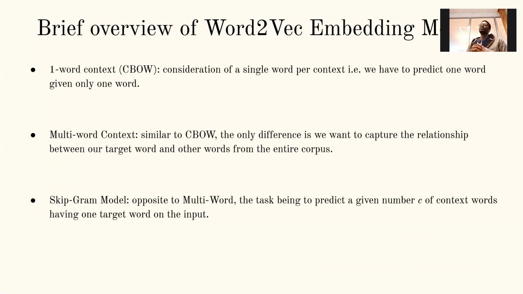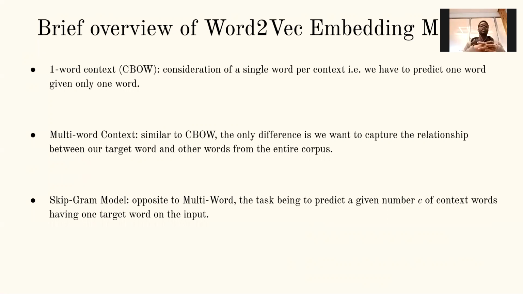The one word or symbol is defined as the continuous bag of words model or architecture. In that, we are just trying to do a one-to-one prediction. So you have one word, one context word, and then we want to predict another word.